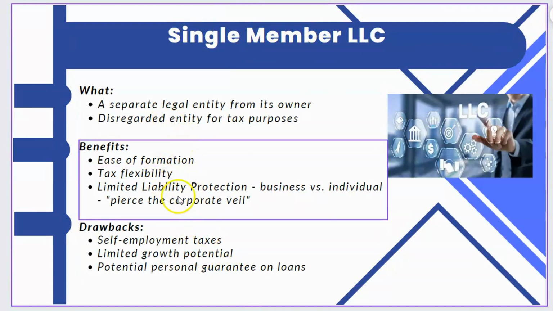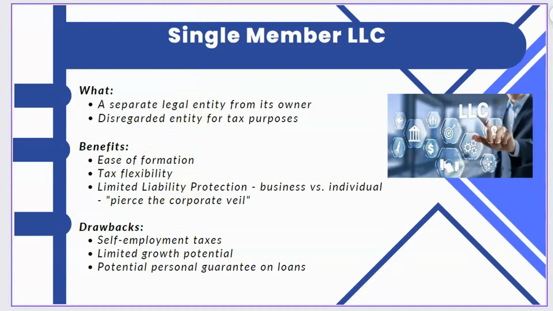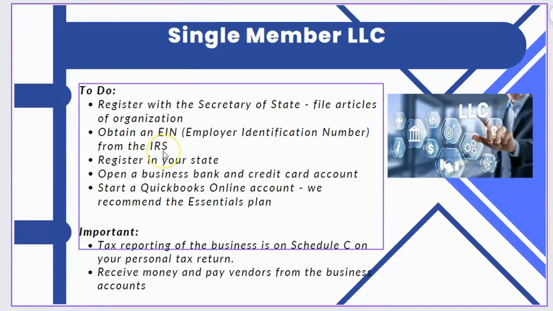So these are the mini benefits, I call it, and the mini drawbacks of a single member LLC. Now, what do you need to do to get started? First off, you want to register with the Secretary of State. So you want to file your articles of organization. I'm based here in Illinois.